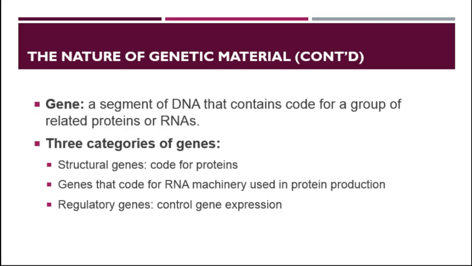A gene is a segment of DNA that contains code or instructions for a group of related proteins or RNAs. And there are three categories of genes. Some genes are structural, and that means that the instructions for the gene code for proteins. Some genes code for RNA machinery that is used in protein production. And then our final group of genes are regulatory genes, and these genes control the expression of other genes.